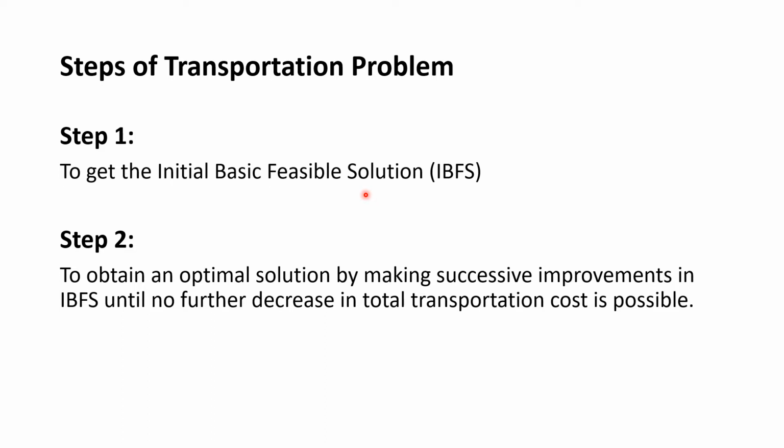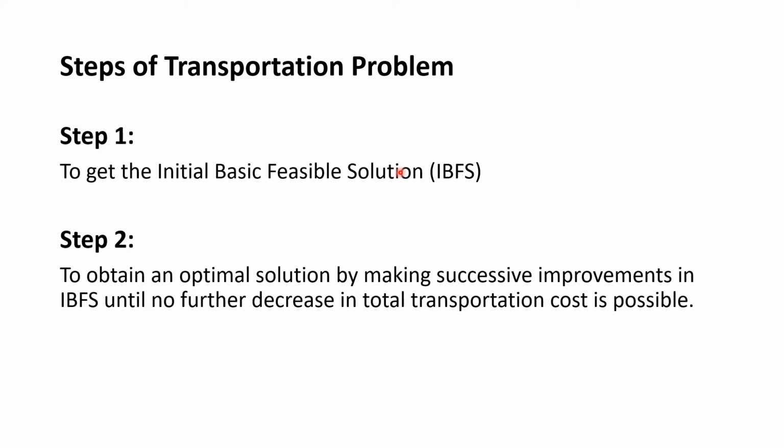I'm sure you remember what a solution is. A solution means one which satisfies all the constraints, and it is called a feasible solution if it satisfies the non-negativity constraint. So that is the initial basic feasible solution we will get. And the second step is to obtain an optimal solution, or the best solution, from this initial basic feasible solution.